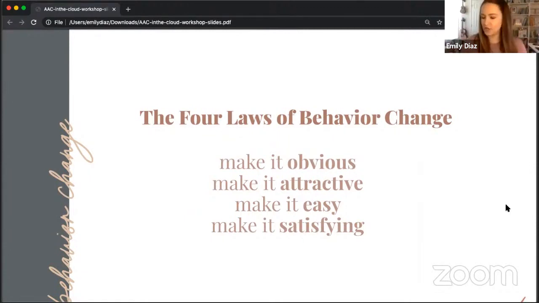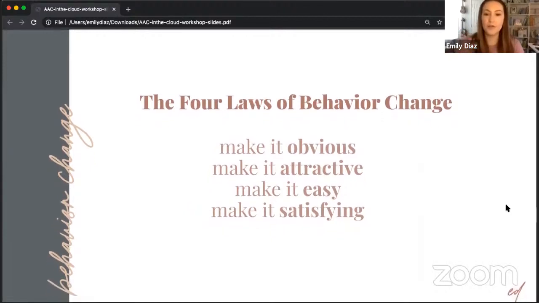So the 4 laws of behavior change come from that second book that I referenced, Atomic Habits. And he says that there are 4 things that you need to do in order to be able to change your behavior and either build a habit or eliminate an unwanted habit. For the sake of AAC, we're talking about improving a habit. We want our classroom staff to be modeling more. We want them to be implementing AAC when we're not there, and we want them to enjoy doing it. We want the buy-in. So he says, first of all, you have to make it obvious. You got to make it attractive. You have to make it easy, and you have to make it satisfying.